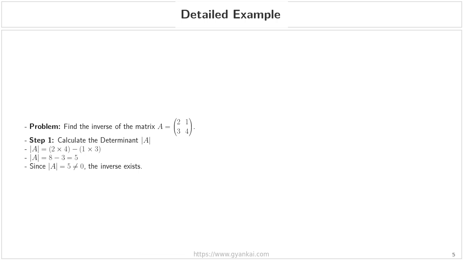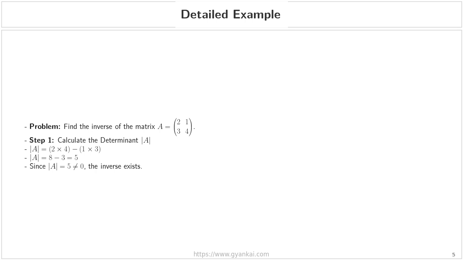Detailed example. Our problem today is to find the inverse of matrix A, where the first row contains the elements 2 and 1, and the second row contains 3 and 4. Let's begin with step 1, calculating the determinant of A, denoted as the vertical bars surrounding A. To find this, we multiply the elements of the main diagonal, which is 2 times 4, and then subtract the product of the off-diagonal elements, which is 1 times 3. This gives us 8 minus 3, resulting in a determinant of 5.